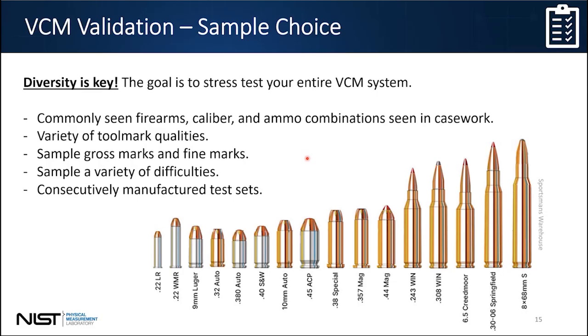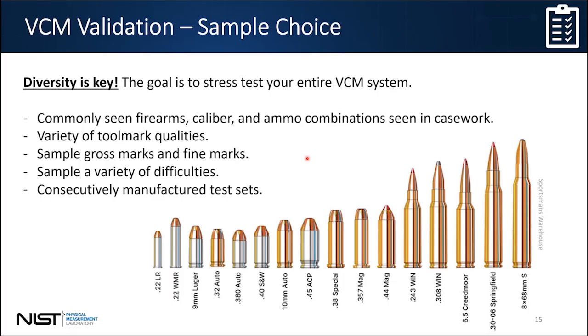Now, obviously, you can make a super simple test of only Glocks with really good shear marks, but that doesn't really test whether VCM works for all these other types of marks. Because one of the things you want to make sure you test is, does that system have the capability of acquiring the variety of marks that I see on a day-to-day case? Meaning gross marks, fine marks, things that mark well, things that don't mark well, and things with subclass.